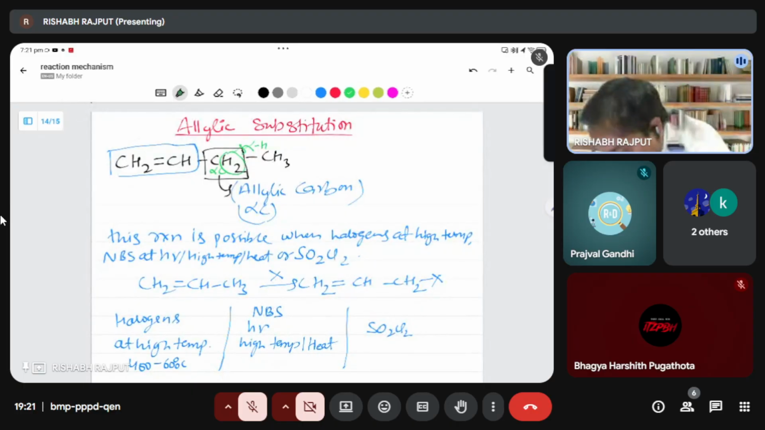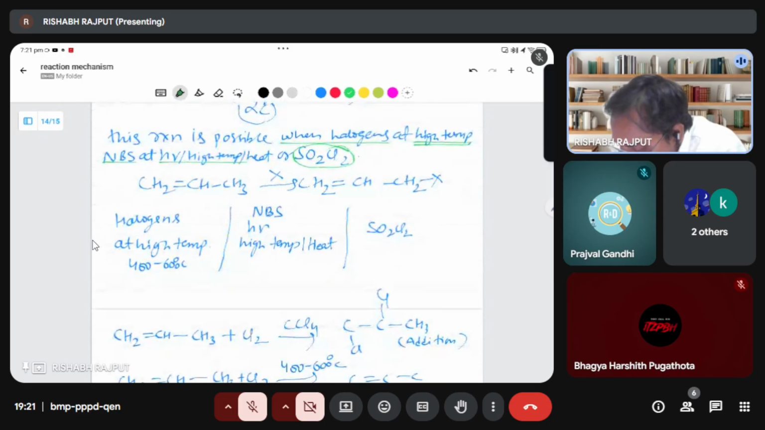So in this reaction, what happens? If you take halogen at high temperature, or NBS in the presence of light, heat, or you take SO2Cl2, then in this case chlorine will come at the allylic carbon. In this reaction, we will observe this today. That is why we are going to study this.